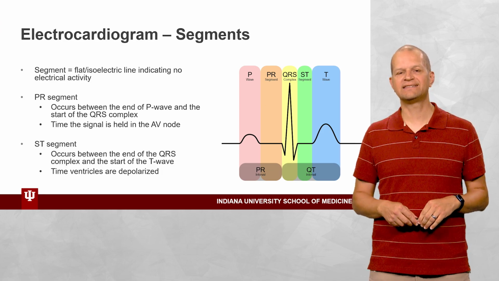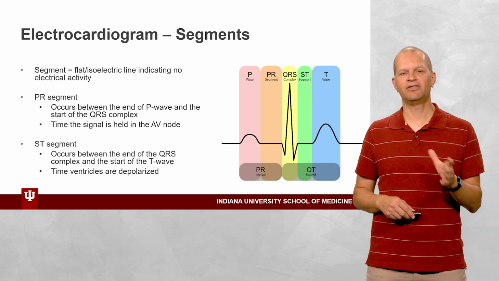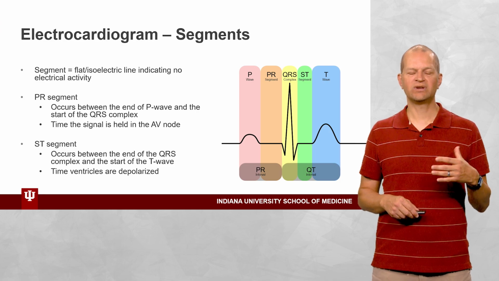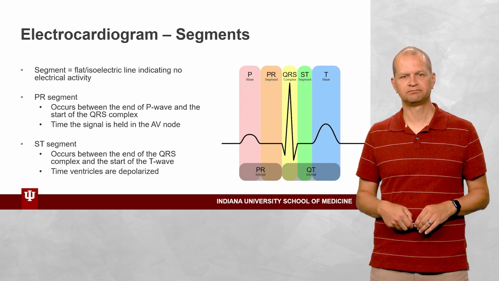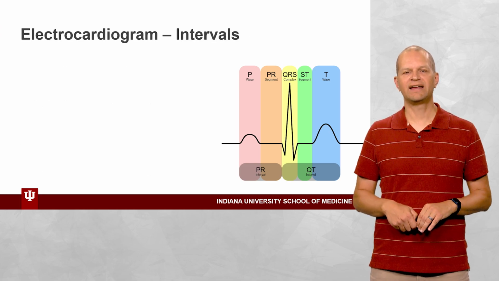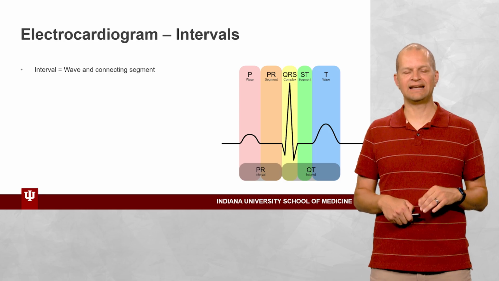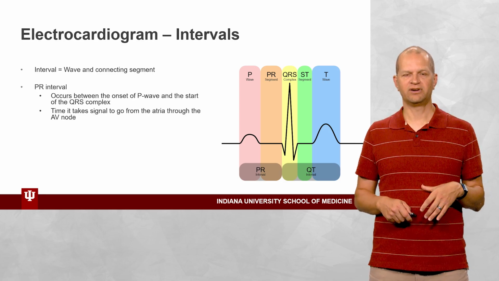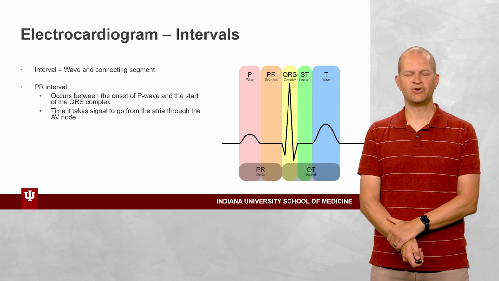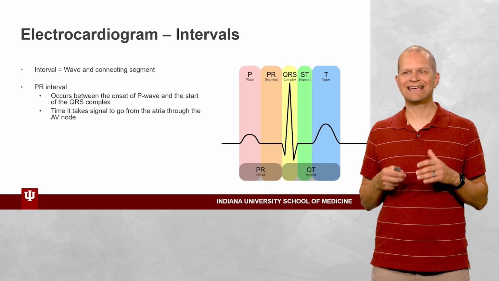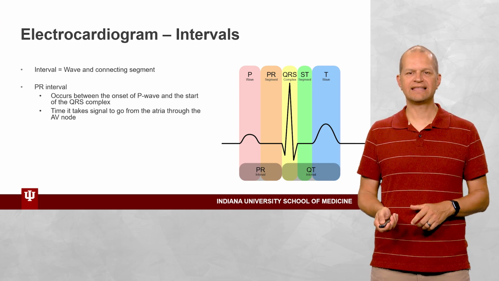Then you've got the ST segment. So this occurs at the end of the S wave until the beginning of the T wave. And so this really is the full time that the ventricles are depolarized and contracting. As I mentioned, we've got intervals. Okay, so an interval is where we have a wave and a connecting segment. So there are several of these. We're just going to focus on two. So you've got the PR interval. So notice that the PR interval is the same thing as the PR segment, but we've added the P wave. And so you can see that from this figure here.